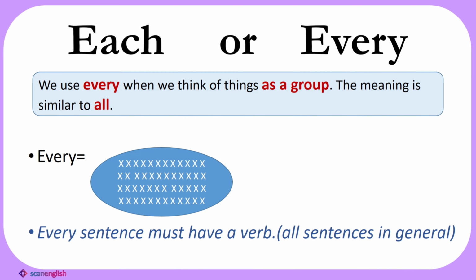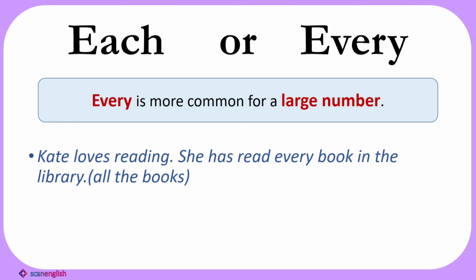We use every when we think of things as a group. The meaning is similar to all. Every sentence must have a verb, all sentences in general. Every is more common for a large number. Kate loves reading. She has read every book in the library, all the books.